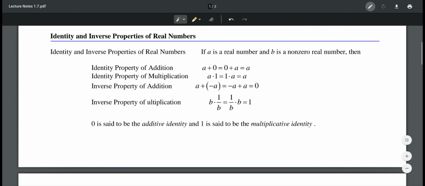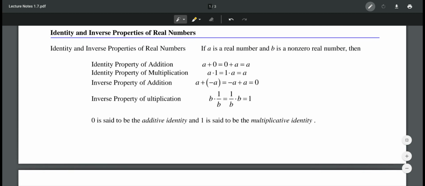Now, the identity and inverse properties. Notice again, there is a typo. This should be multiplication. You can only use the identity and inverse properties for addition and multiplication, just like you can all the others. No division, no subtraction. So this identity property for addition says anything plus 0 is that number. So 10 plus 0 is the same thing as 0 plus 10, which is 10. The multiplication property says 10 times 1 is the same as 1 times 10, which is 10.